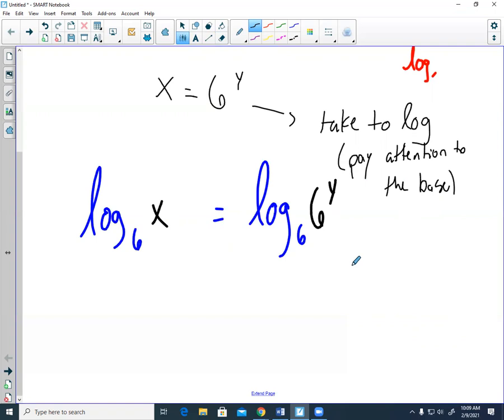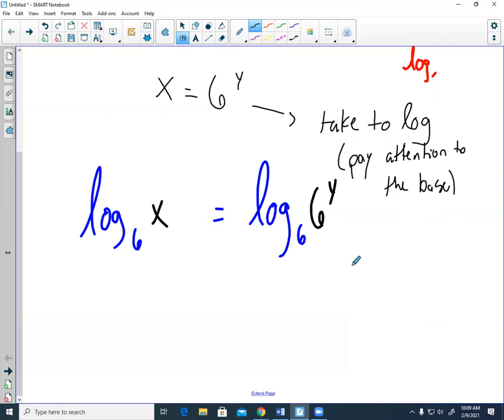So notice that the parts that are in black stayed the same. They did not change at all, right? The x equals 6y is still there. Now I've just taken the log of both sides. And notice how it's still consistent, right? Each side of the equation is still equal because the only thing I introduced was the log on both sides of the equation.